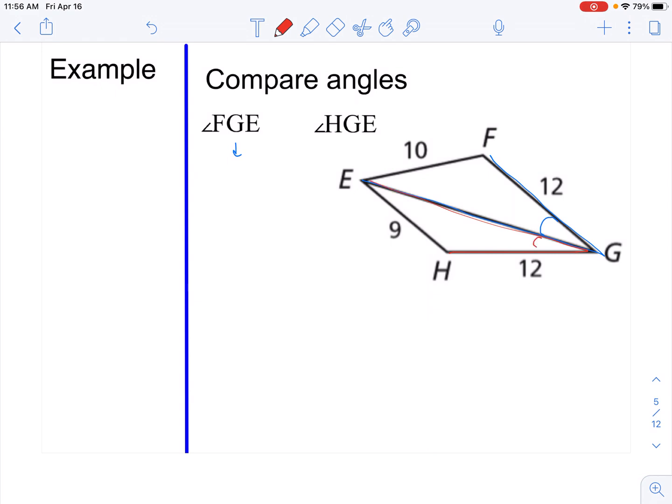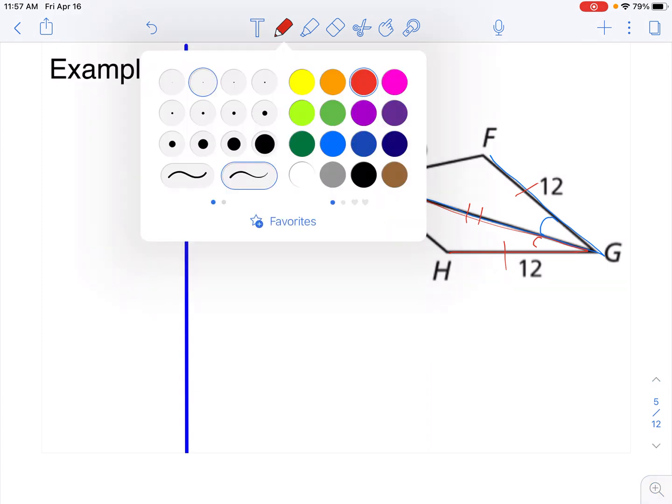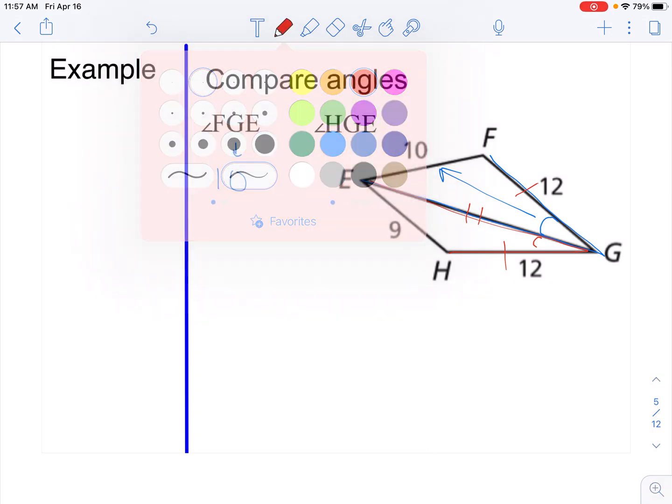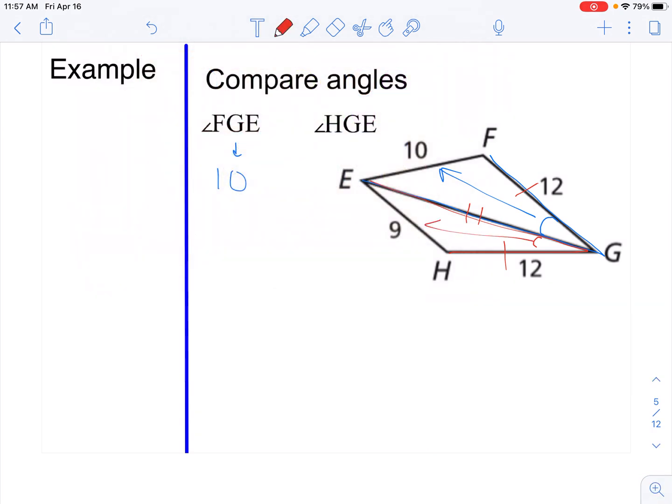I'm going to look for the hinge theorem. I have two sides that are congruent. 12 is congruent to 12, and EG is congruent to EG. So now I'm going to look opposite those angles. The side opposite angle FGE is 10, and the side opposite angle HGE is 9. 10 is greater than 9, so angle FGE is greater than angle HGE.